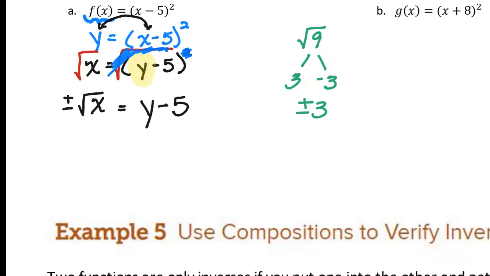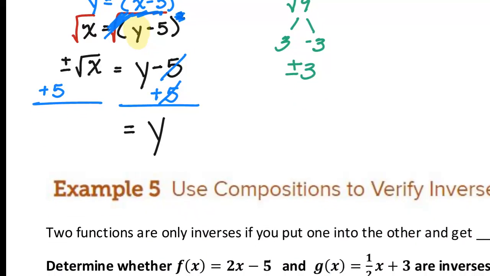Now, we're almost done getting y by itself. What would I need to do here to get y by itself? It says y minus 5, so I need to add 5. That means I need to add 5 over to this side. The 5s cancel out, and I'm left with y is equal to, that 5 I'm going to keep out in front. So my answer is 5 plus or minus the square root of x.